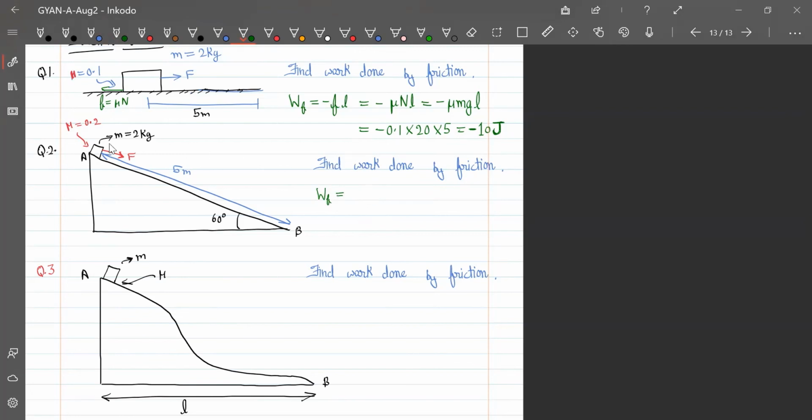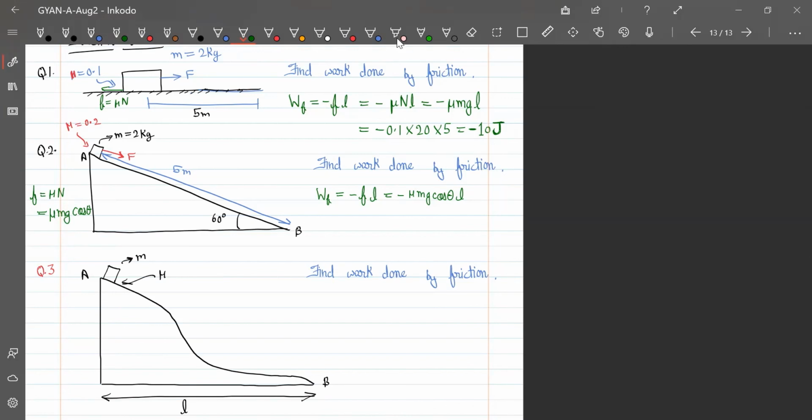Okay, see here, work done by friction will be minus frictional force into the length. So what will the frictional force be again here? If you draw the FBD, that will be mu times the normal force. What will the normal force be here? mg cos theta. If this angle is theta, we'll write the normal force as mg cos theta. So this will be minus mu mg cos theta into L.